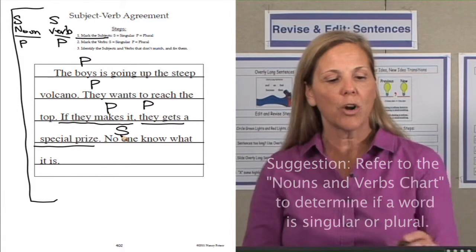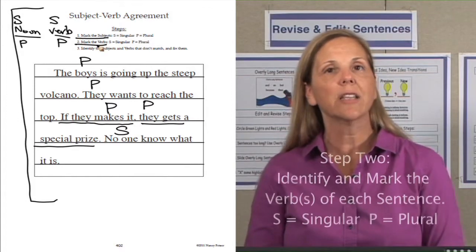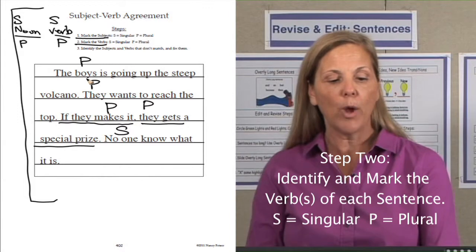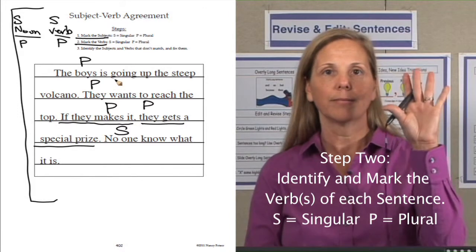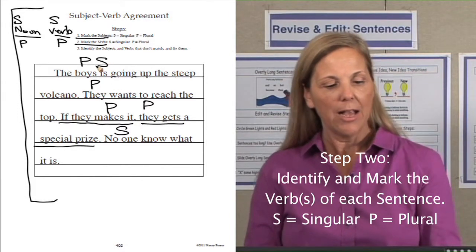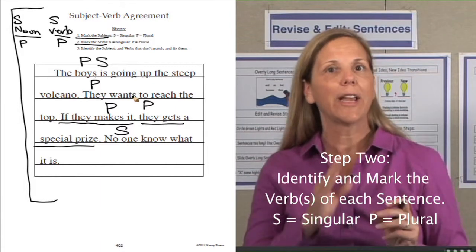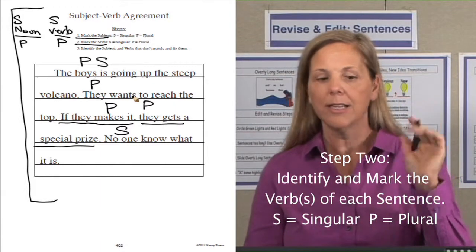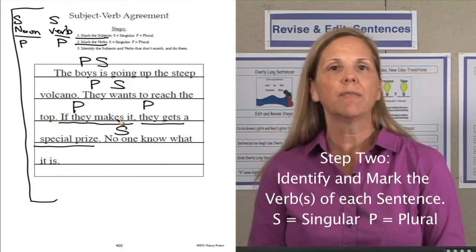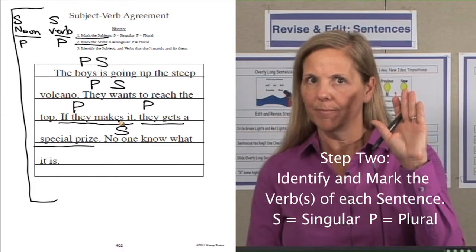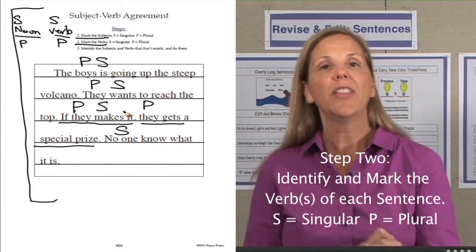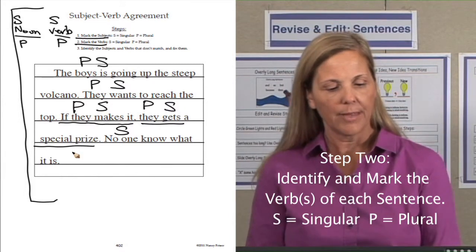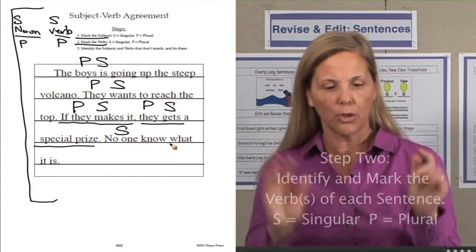Let's go to our step 2. Let's check the verbs. Are they singular or plural? We go back. The boy is singular. They wants. Ooh, I hear the S. So what do we know when we hear the S? Many times it's going to be singular. Makes. What kind of verb? Oh, I hear the S. So what is it? Singular. They gets. Singular. No one know. Plural.